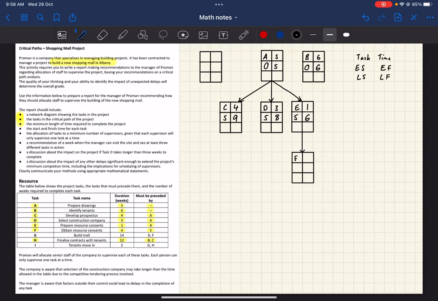So F takes 4 weeks, and since it's coming after E, it can start when E finishes. So it can start at 6 weeks and finish at 10, because 6 plus 4 is 10. Okay, we can also do a task here, task H, because it comes after B and C.